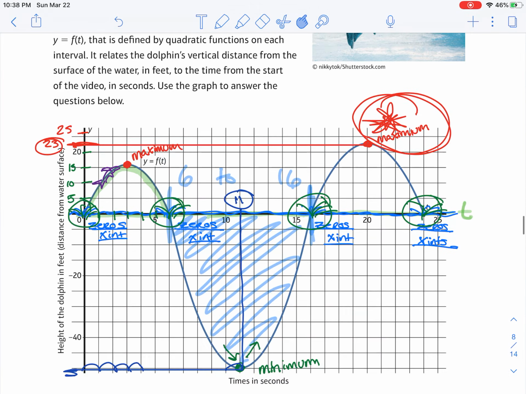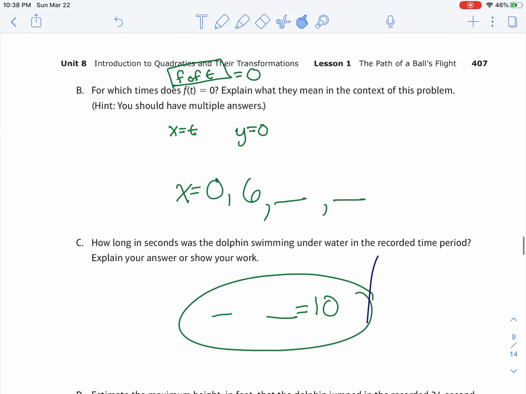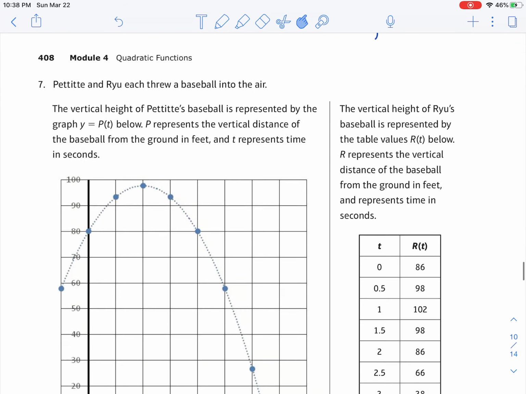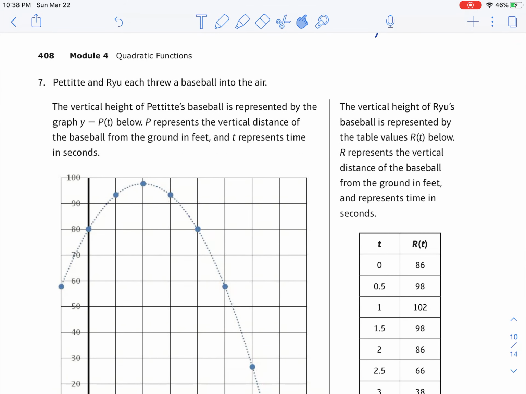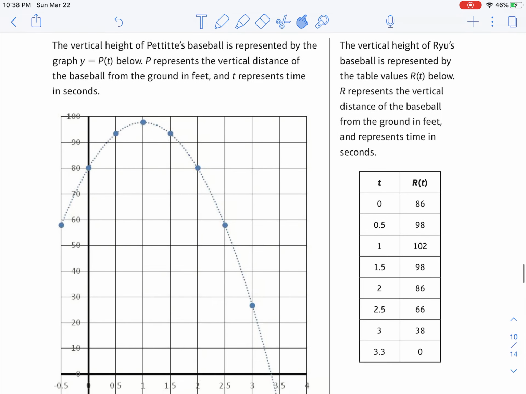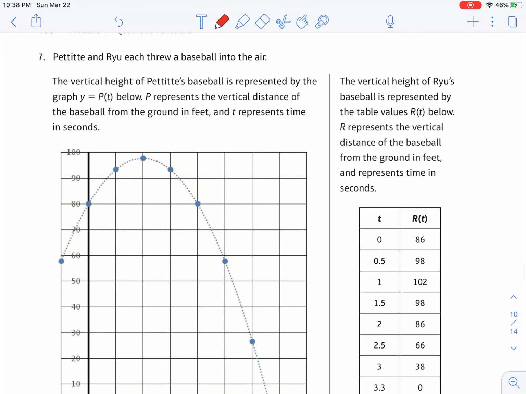Okay, so you already did page 406. You already did page 407. So now I am looking at page 408. Okay. Petite and Ryu each threw a baseball in the air. When they threw a baseball, it made this pattern. Okay. The vertical height of Petite's ball is represented by the graph. So this is Petite. And then Ryu's is written over here.